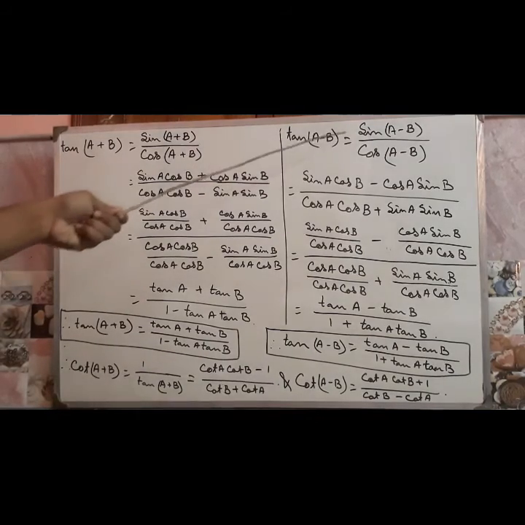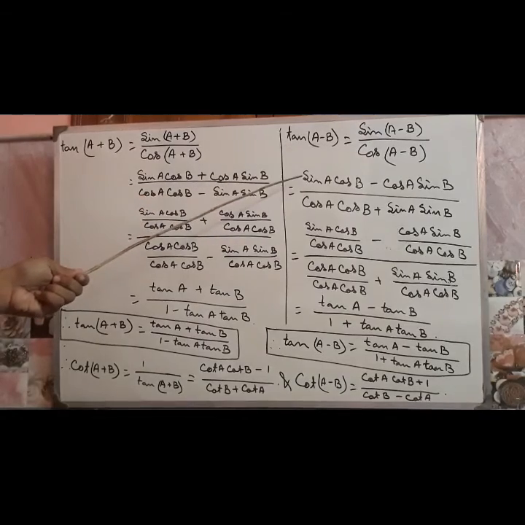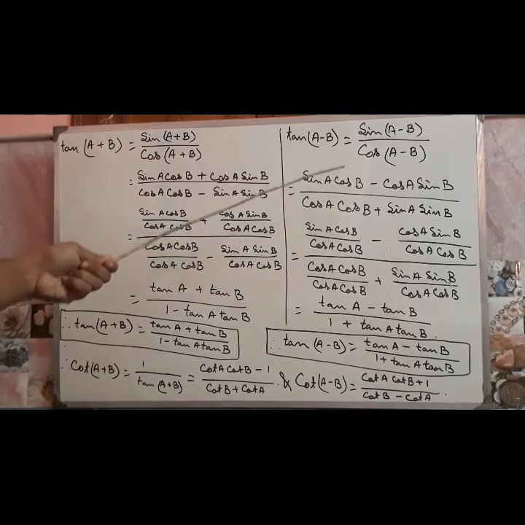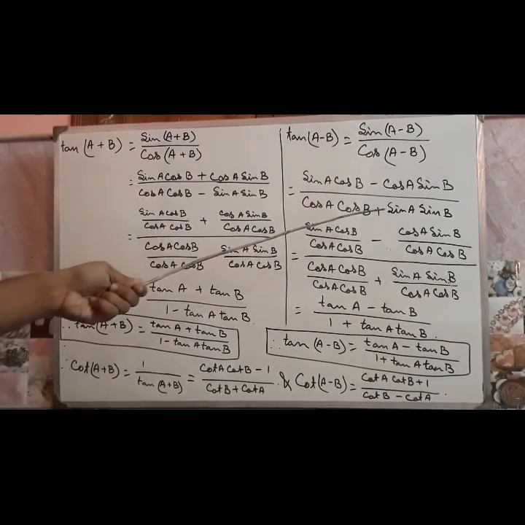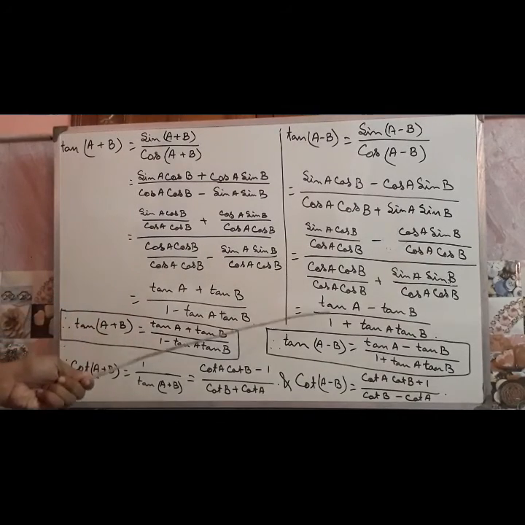Similarly tan A minus B, that is sin A minus B by cos A minus B. Sin A minus B, that is already proved, sin A cos B minus cos A sin B, and cos A minus B is cos A cos B plus sin A sin B. Dividing the numerator and denominator by cos A cos B, we will get tan A minus tan B by 1 plus tan A tan B. Again I am telling, what is tan A minus B, that is tan A minus tan B by 1 plus tan A tan B.